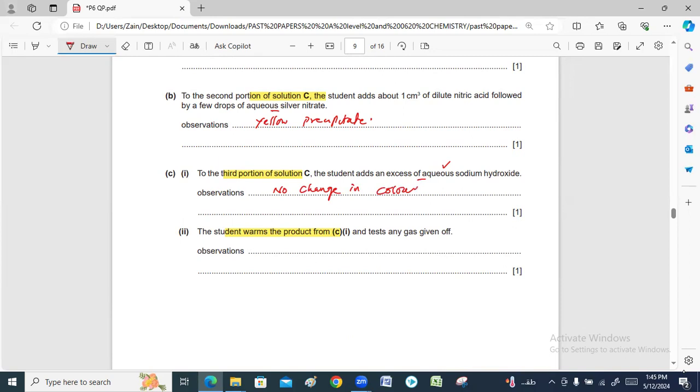The student warms, yes, here he is warming the mixture. So warm the product from C1 and then test any gas produced. So here you can get the ammonia gas, a pungent smelling gas. Ammonia is produced, which turns moist red litmus paper blue.